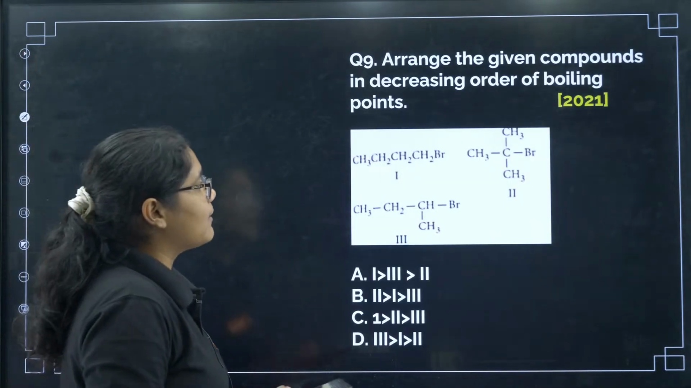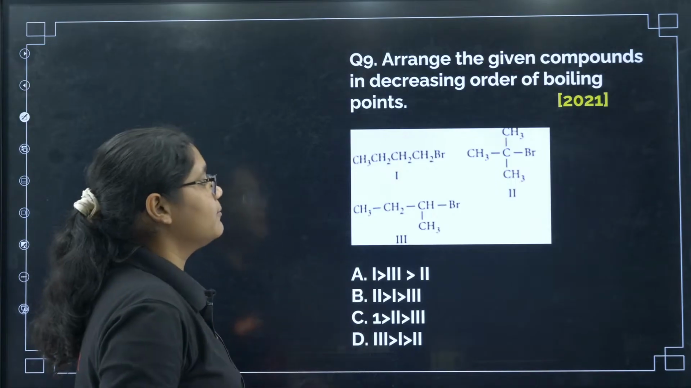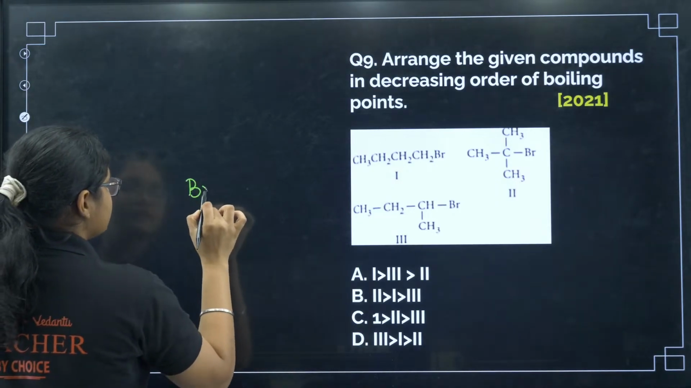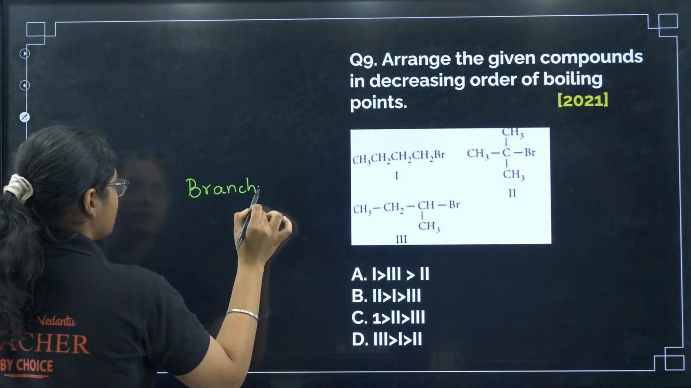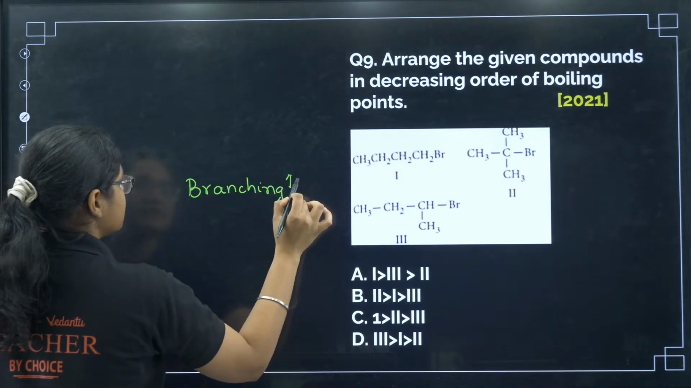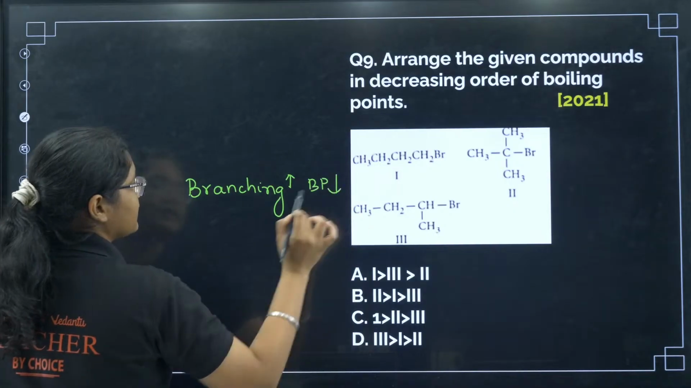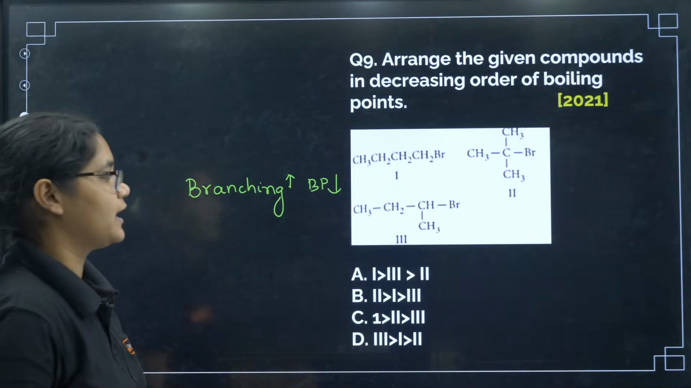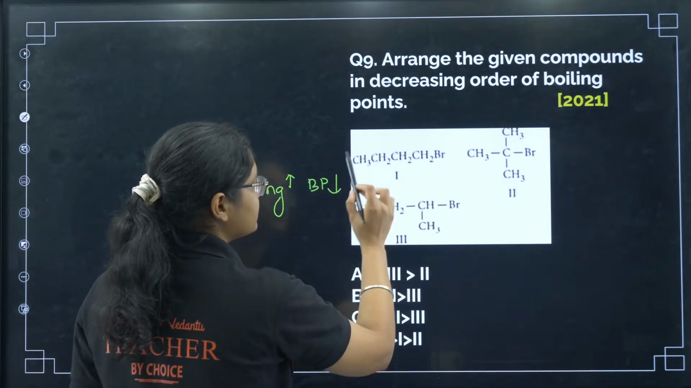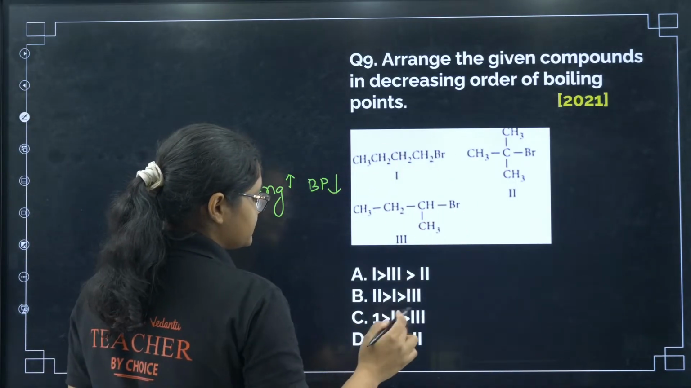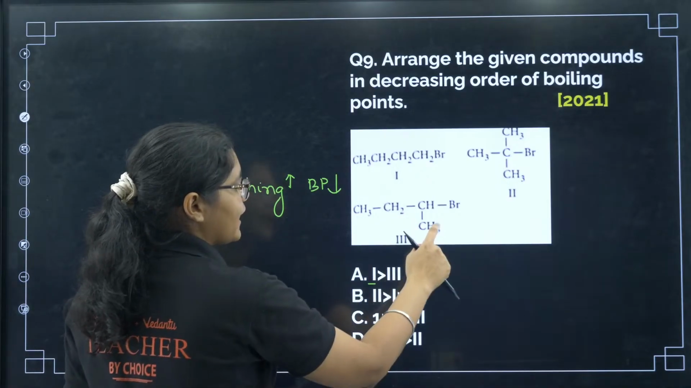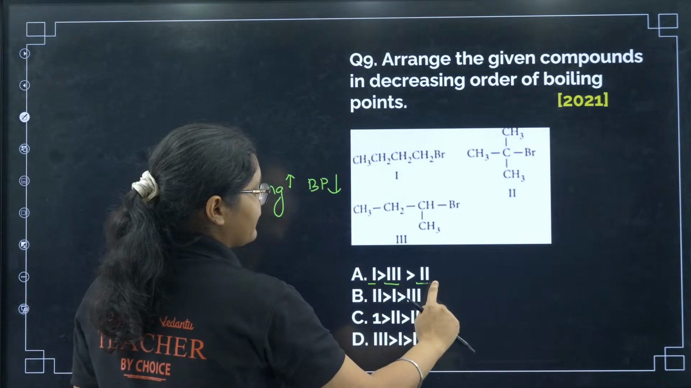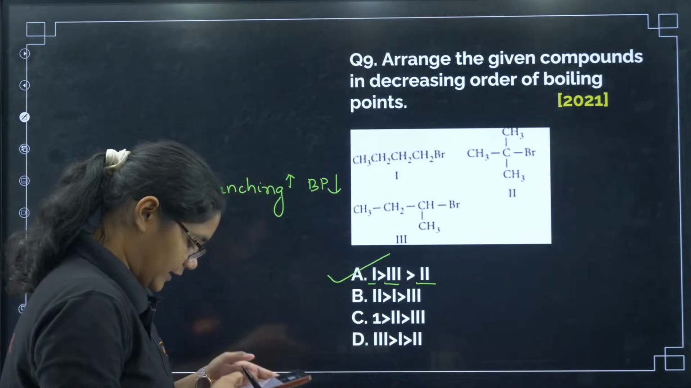Next, arrange the given compound in the decreasing order of the boiling point. So here what we should know, that if branching increases, then boiling point will decrease, right? So if the chain is a straight chain, then the boiling point will be very high. So I can see that here the first compound is having a straight chain, so its boiling point will be highest. Then here I have one branching and here I have two branching. So after one there will be 3 and then 2. So option number A here.